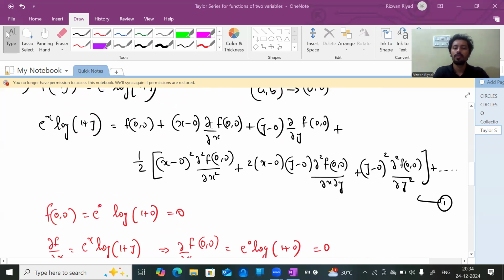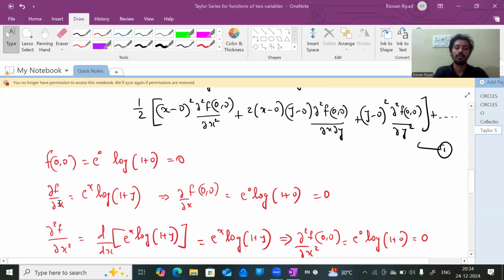Now they are asking the value of ∂f/∂x at 0,0. At 0,0 means you have to put values 0 for x and y here. So ∂f/∂x at 0,0 becomes what? This e^x becomes e^0 and log(1+y) becomes log(1+0). Again the same thing will happen. This we got already, 0. So this is nothing but 0 only.